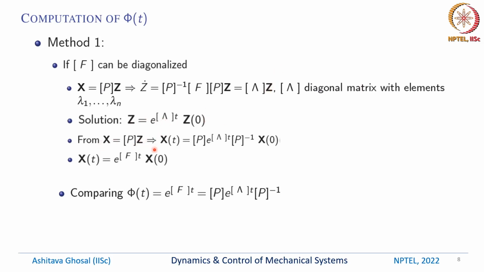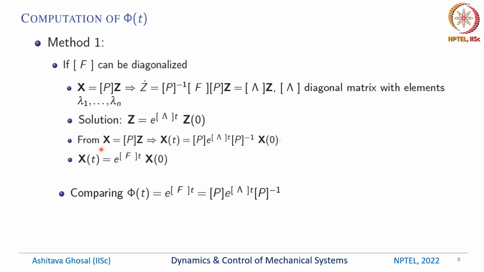So, let's continue. From x equals Pz, we can rewrite x of t as P e to the power lambda t P inverse x of 0. Where did I get this from? Remember, x is P into z, and z is e to the power capital lambda t z0. So x is P e to the power capital lambda t, and then z0 can be written as P inverse x0. Z of 0 is P inverse x0. So if you substitute all those things, you will get P e to the power lambda t P inverse x0.